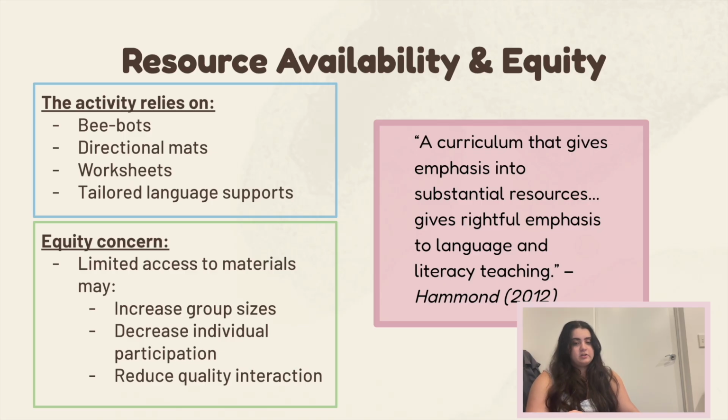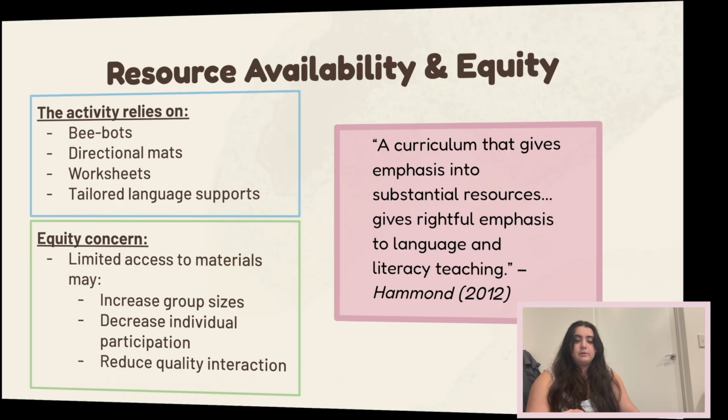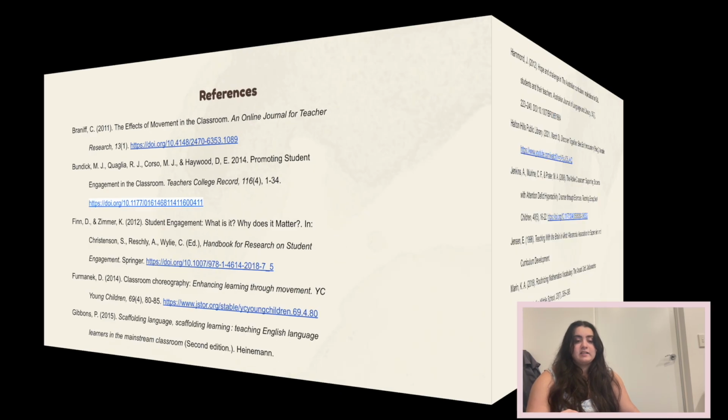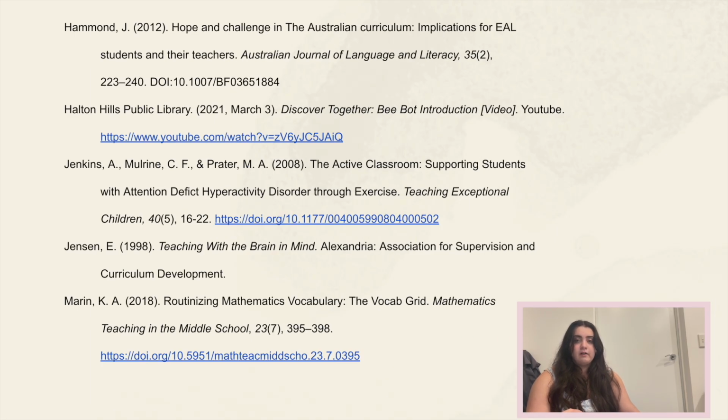This becomes an equity issue, as without sufficient devices, students may miss out on hands-on learning, as multimodal learning like our created task is crucial for engagement and comprehension. Limited resources may also mean that groups need to be enlarged, which could further restrict individual participation and decrease quality of language-rich interactions. In this regard, Hammond makes a case for a curriculum that gives emphasis to substantial resources that give rightful emphasis and priority to language and literacy teaching. For this task to be truly inclusive, we should consider how language is used, how it is supported, and how access to resources can either open or close literary and numerical doors.